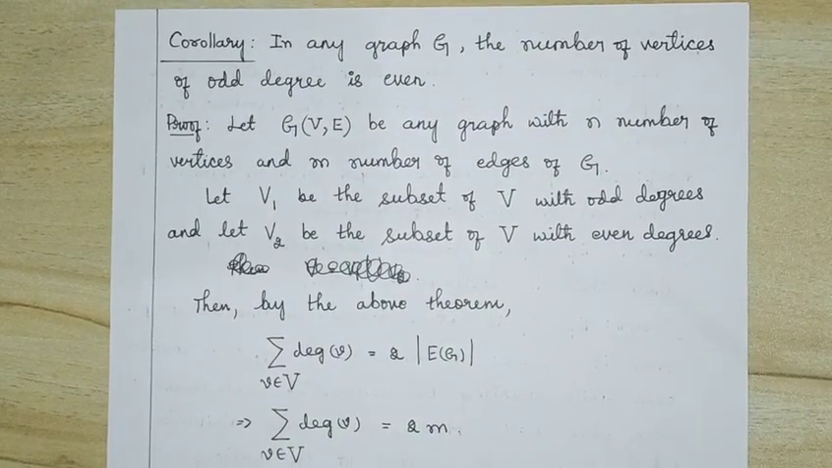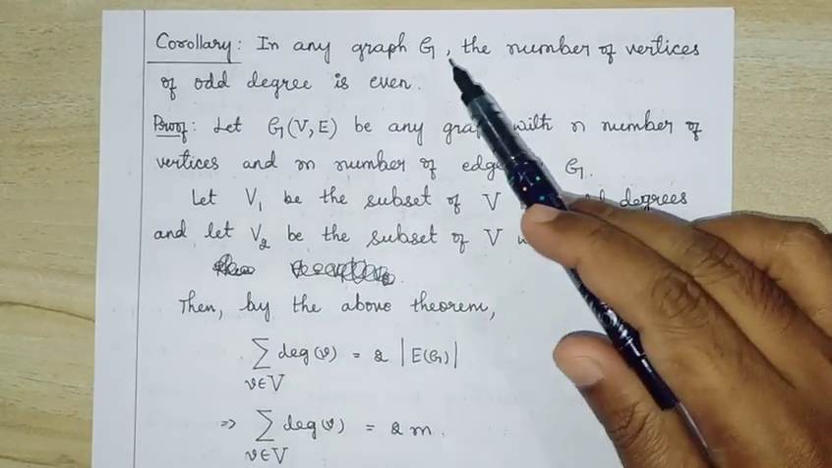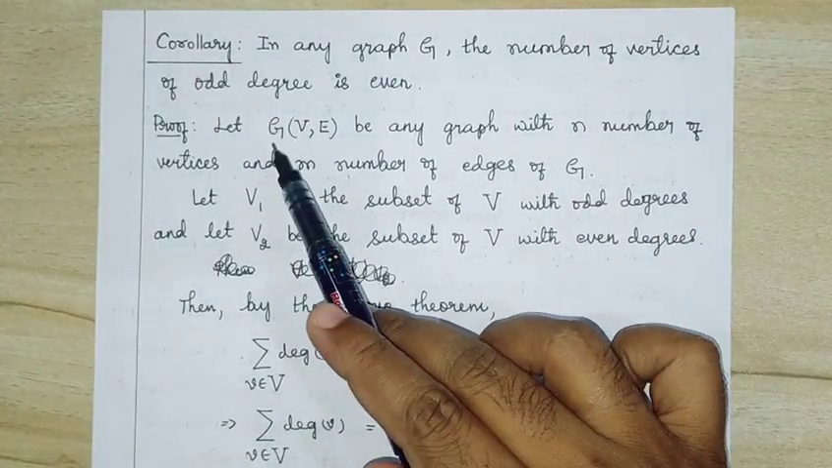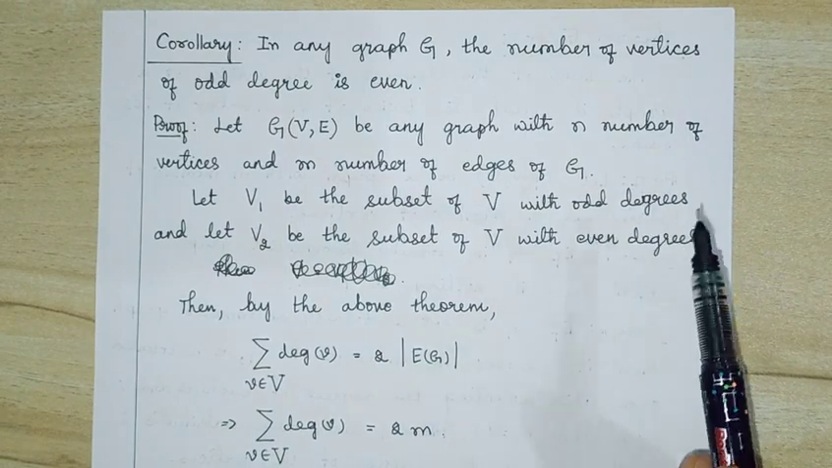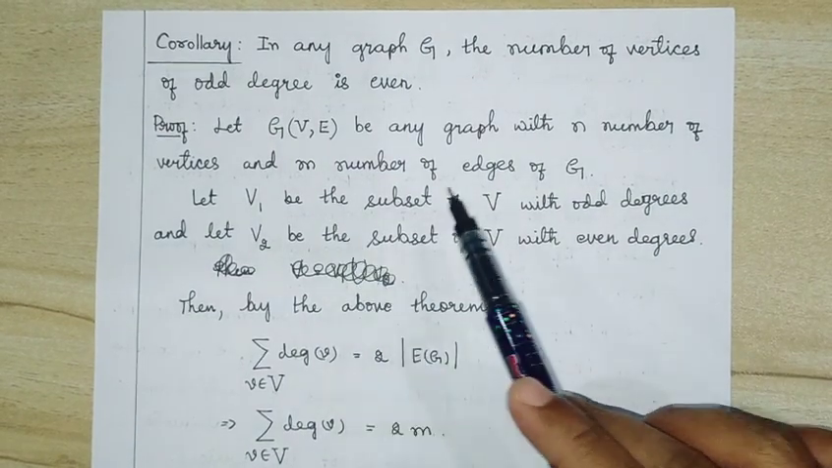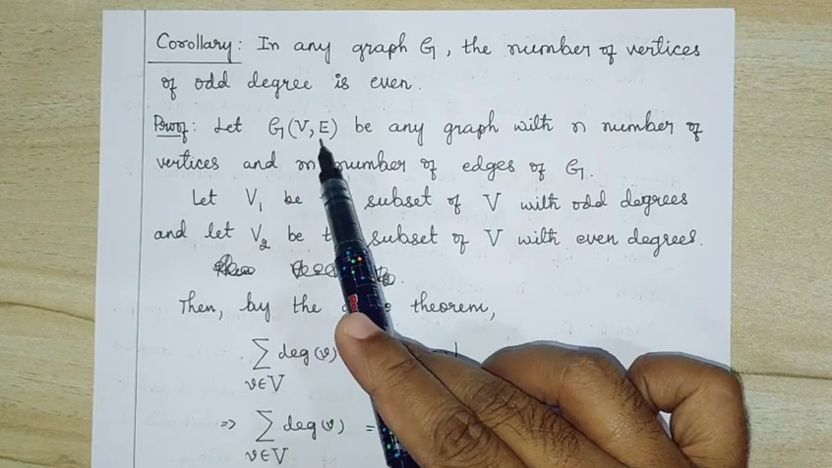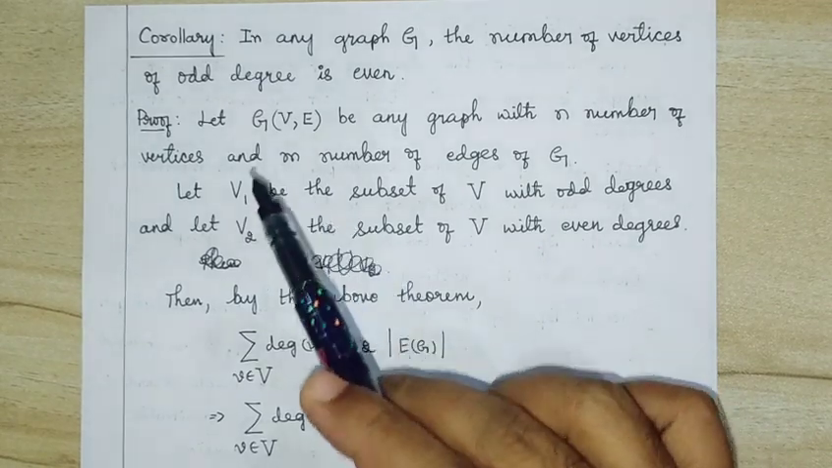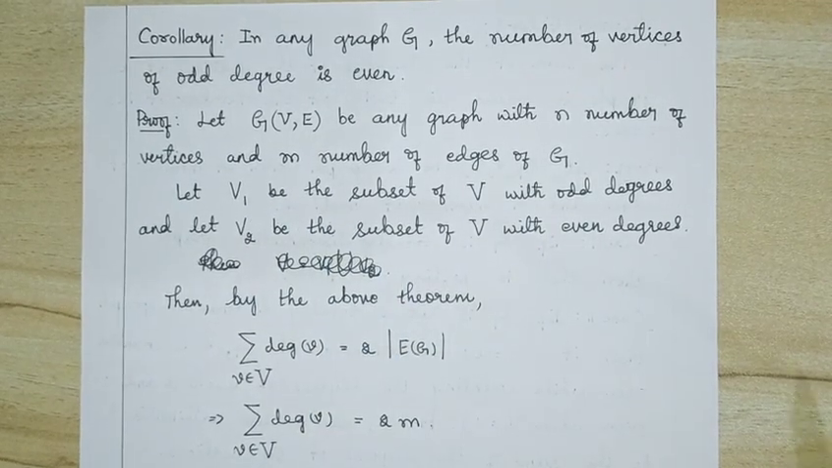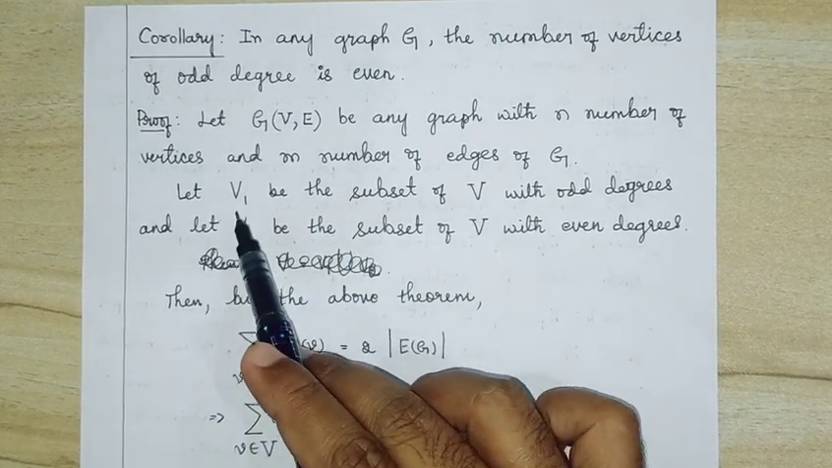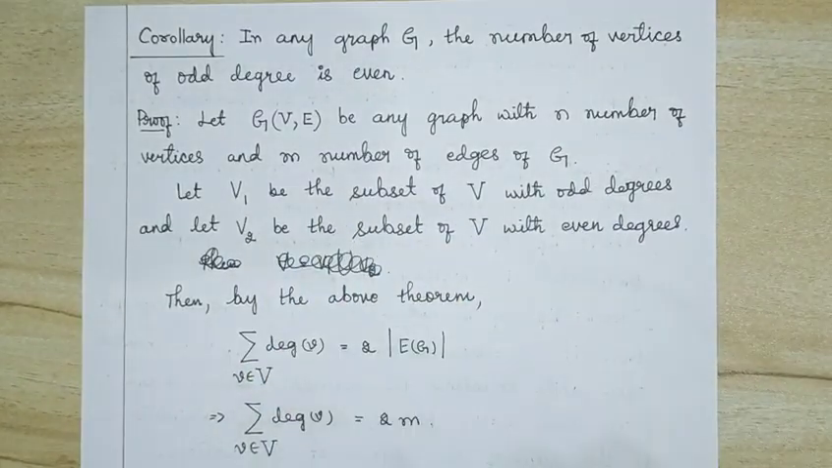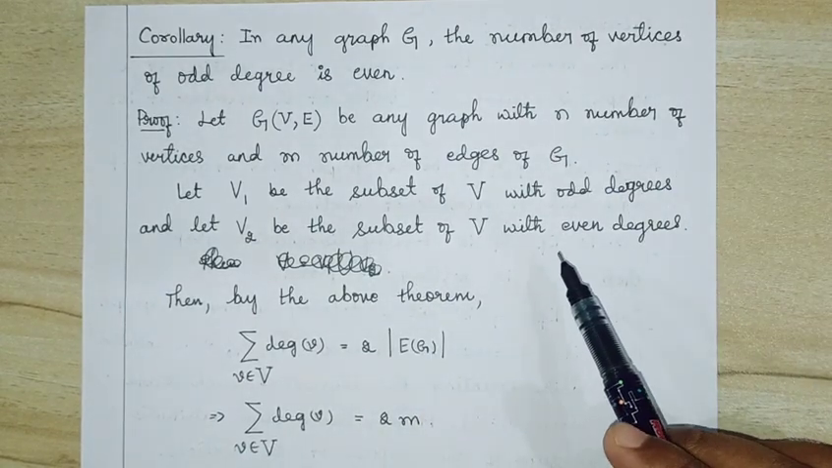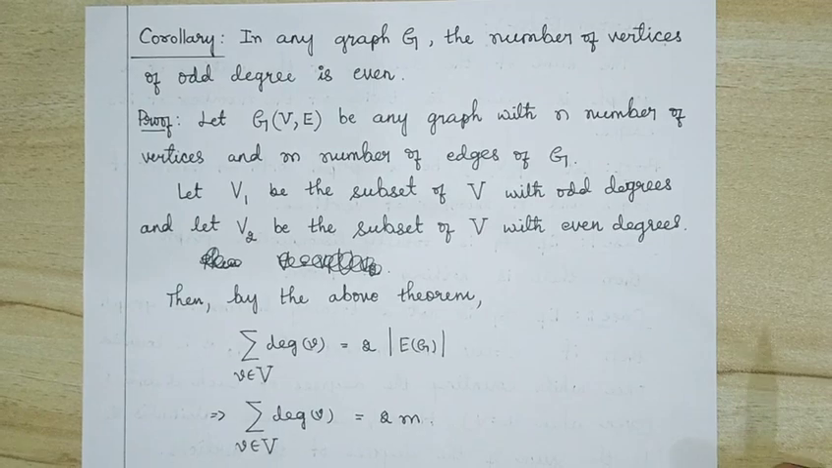Now let me discuss the corollary of this result. In any graph G, the number of vertices of odd degree is even. Let me consider a graph G with n vertices and m edges, with V as the vertex set and E as the edge set. Now let me consider the vertices which have odd degree in a set V1, and the vertices which have even degree in a set V2.